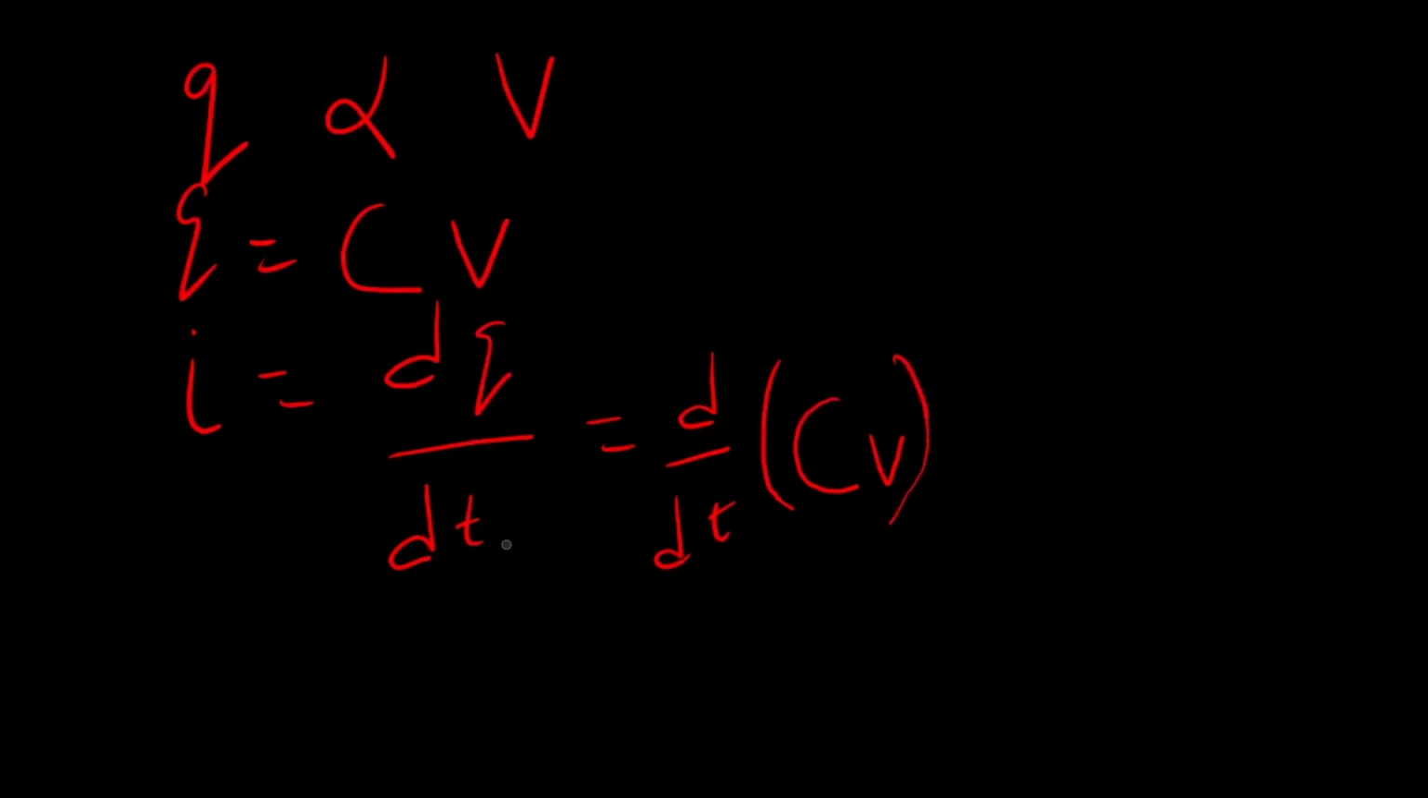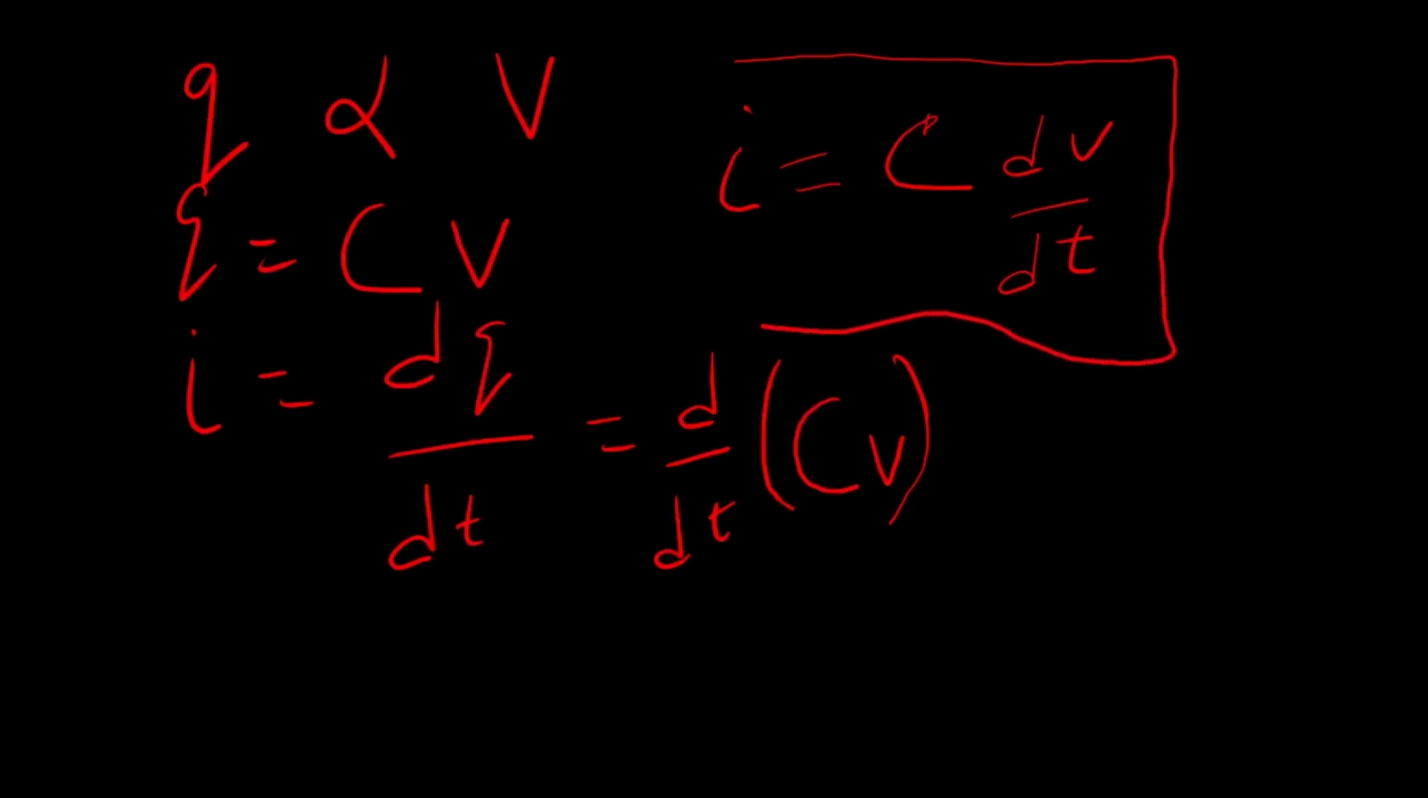Now, if I'm lucky, and which can be the case many times, C could remain a constant. And if that be the case, I can now say that I is equal to dq/dt, which is equal to C dv/dt. Now we have the relationship between current, capacitance, and voltage.